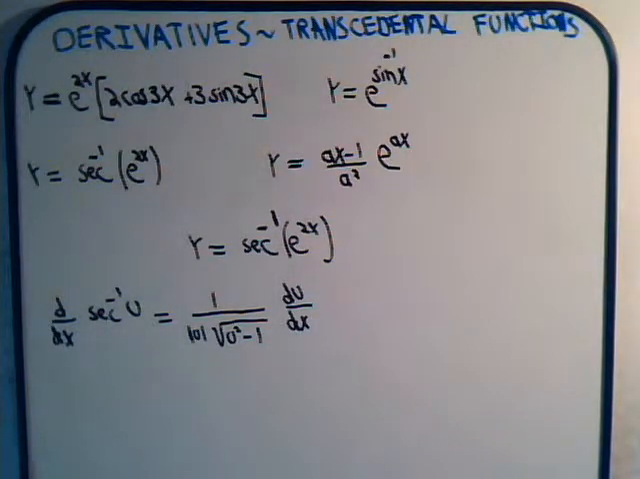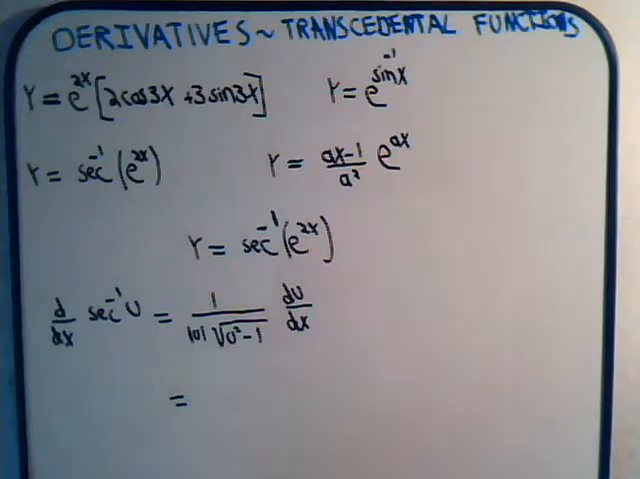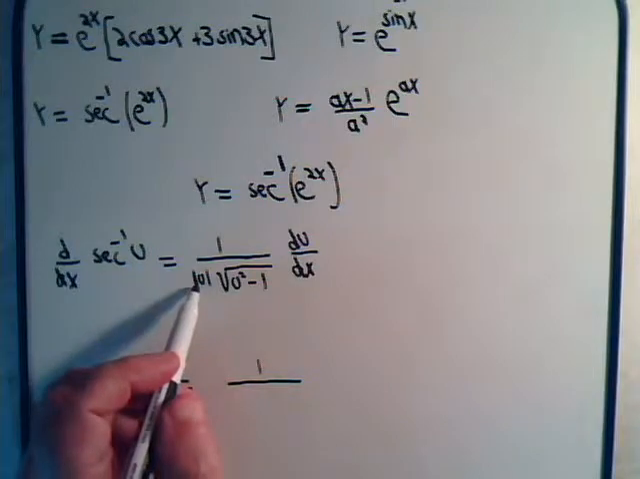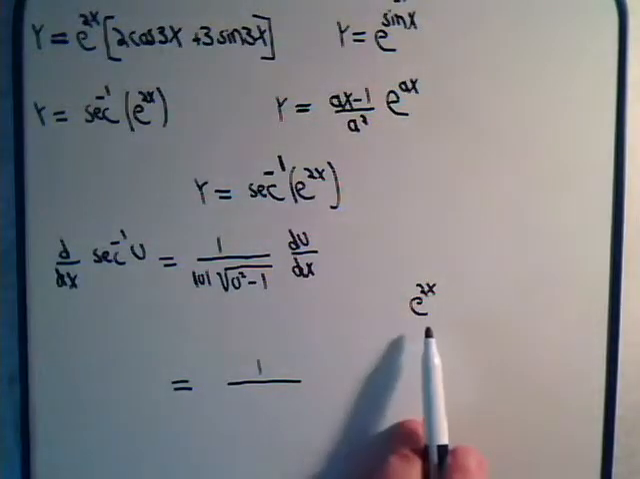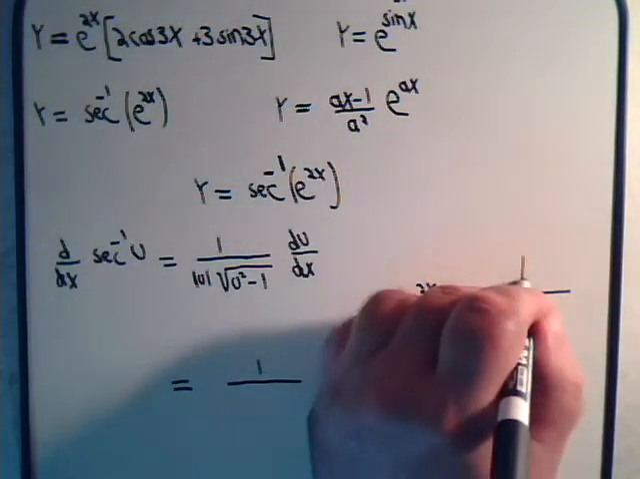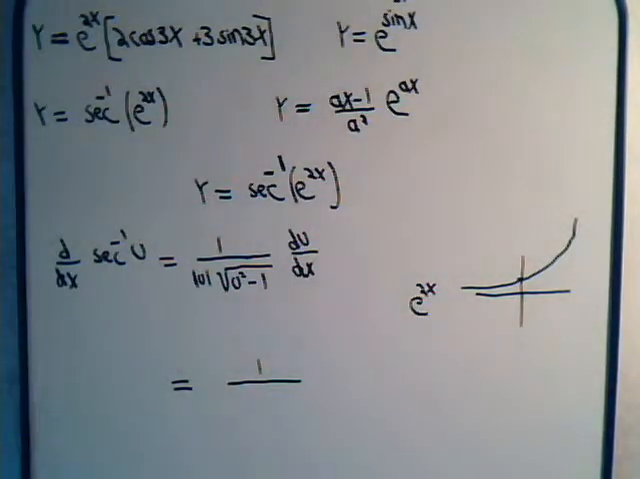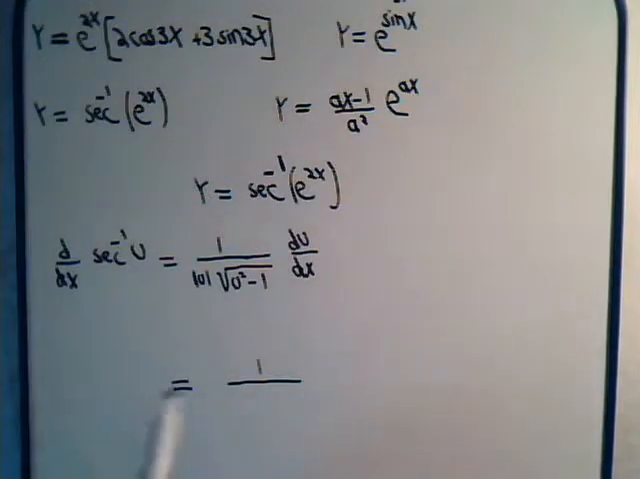Only in this case, our u is e to the 2x. So we have 1 over, and here it says the absolute value of u. We don't have to put an absolute value sign on e to the 2x, because this is always positive anyway. Remember what the graph of e to the x looks like. If this is 1, it looks something like this. It's always positive. It never quite makes it to 0. So we don't have to worry about tacking on the absolute value sign here. It's simply e to the 2x.